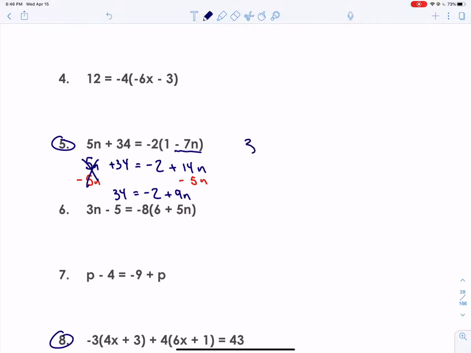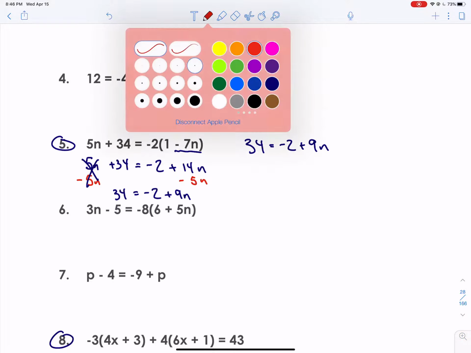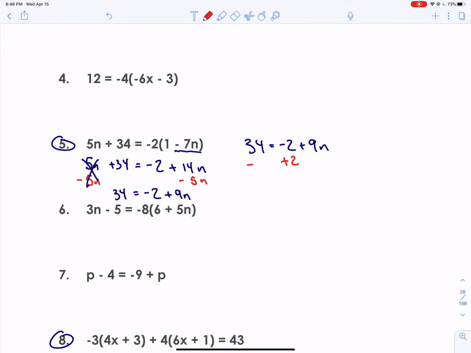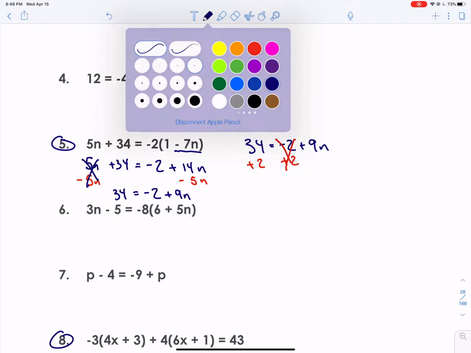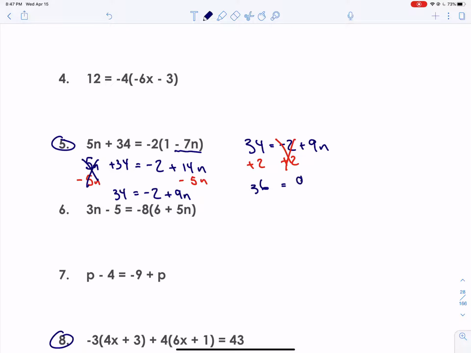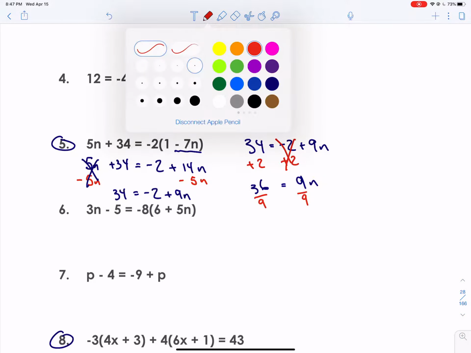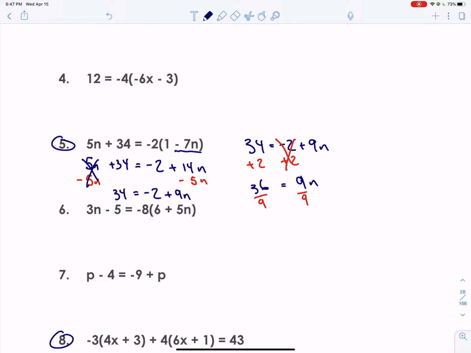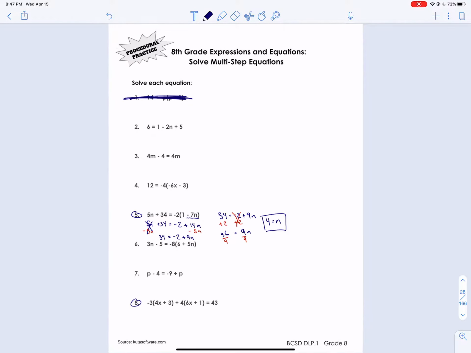Okay, I'm just going to bring that up over here so I can see it a little bit better. Okay, now we have the variable on the right side, so let's get rid of those other numbers. So we have a negative 2, we add 2, because we want that to become 0. So that leaves us with 36 equals 9n. Divide both sides by 9. And we get 4 equals n. So again, use the space on your paper. It's fine if you go wide instead of down. So 4 equals n for that one.